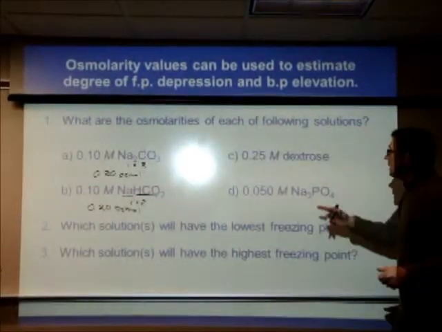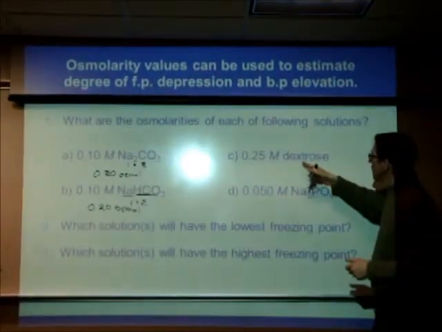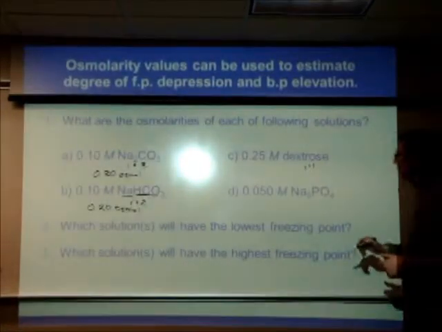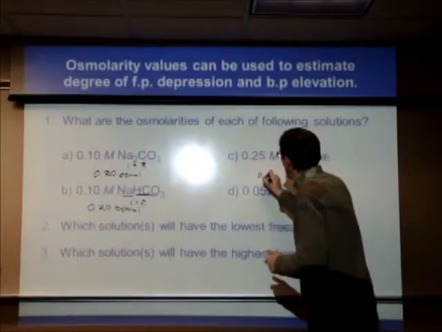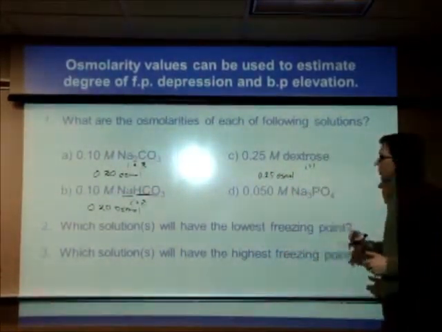Over on this side, dextrose. Dextrose, you remember, is the same thing as glucose. So i is equal to 1. It's a non-electrolyte. It doesn't break apart. And so here you're going to have a 0.25 osmolar solution.